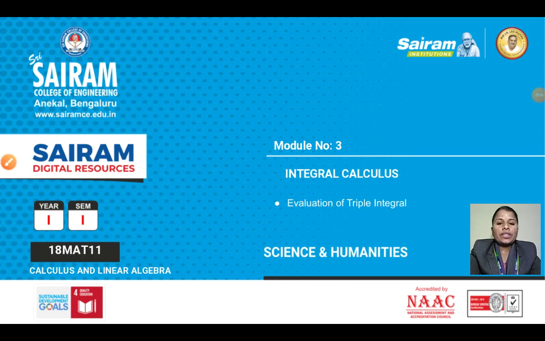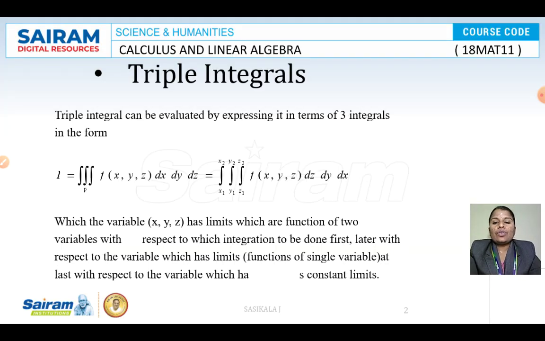Here we are going to see the topic under Module 3, which is integral calculus. Under integral calculus, what we are going to learn today is the evaluation of triple integrals, along with their limits.